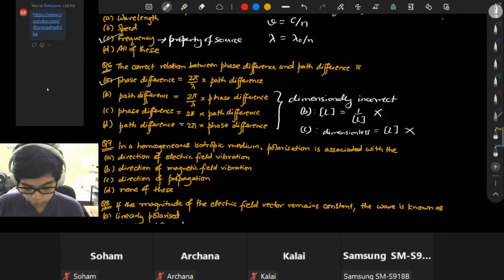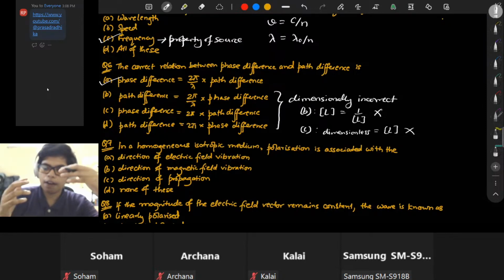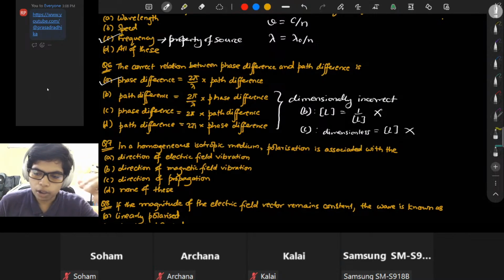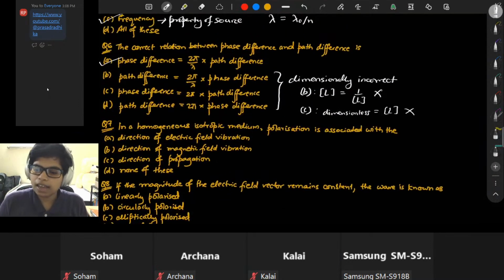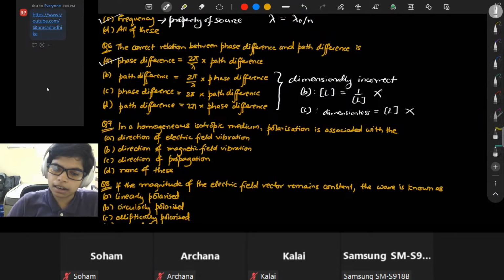Similarly, for the last one, you have on the left hand side path difference, which has dimension of length. And on the right hand side, you have phase difference, which is dimensionless or dimension of radians. So all these are dimensionally incorrect, which doesn't really make sense. So this is how you can actually eliminate some of the incorrect answers in an MCQ type question.